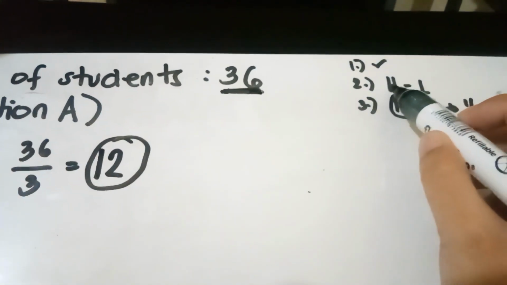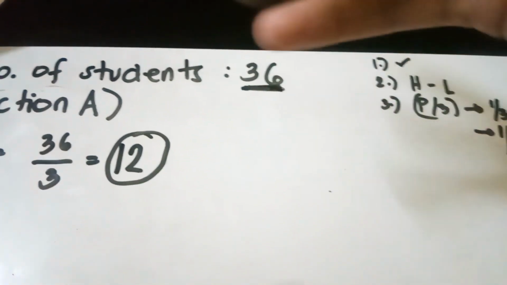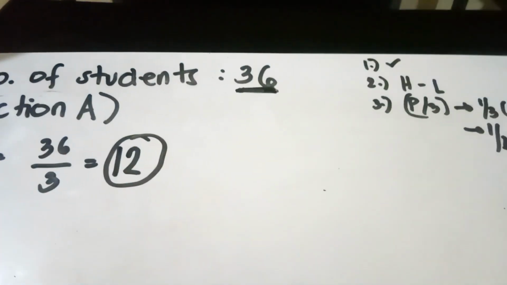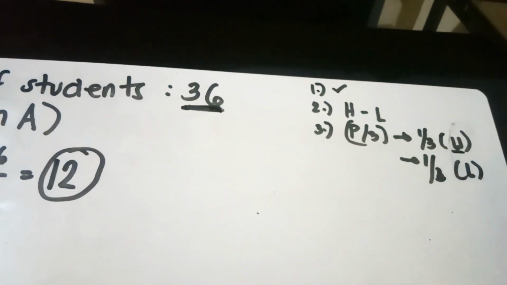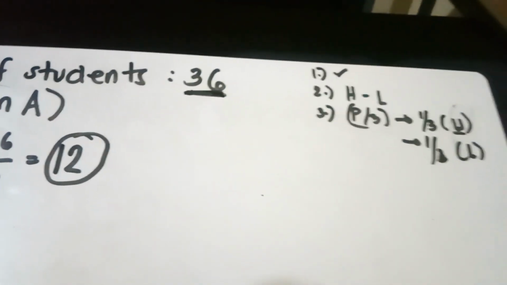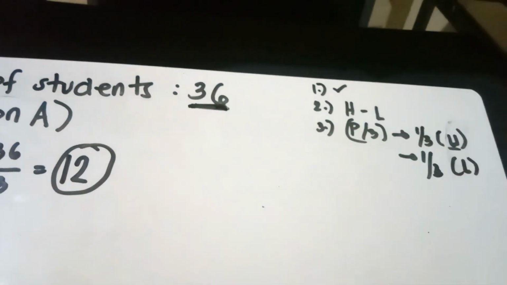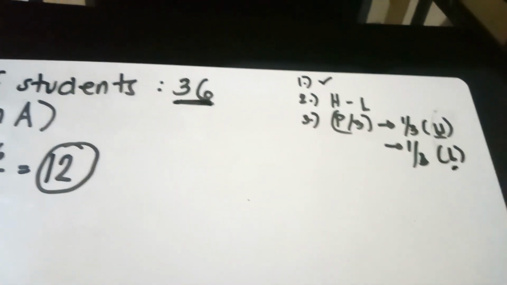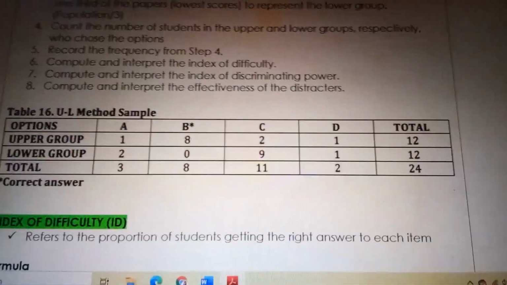Kasi nga, in-arrange mo from highest to lowest. So, yung unang 12 na makuha mo dun sa taas, that will be your upper group. Okay? Upper group. Yung 12 naman na makukuha mo mula sa may pinakamababang score hanggang dun sa pinaka-12 na tao, that will represent your lower group. Okay? And let's have this table.